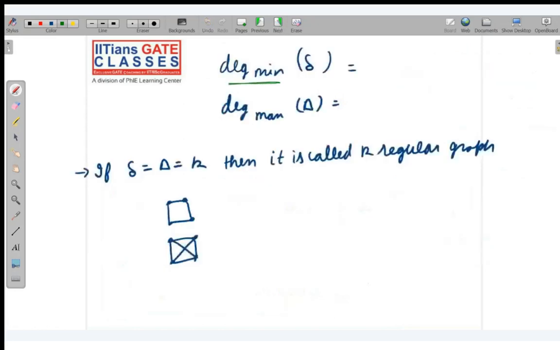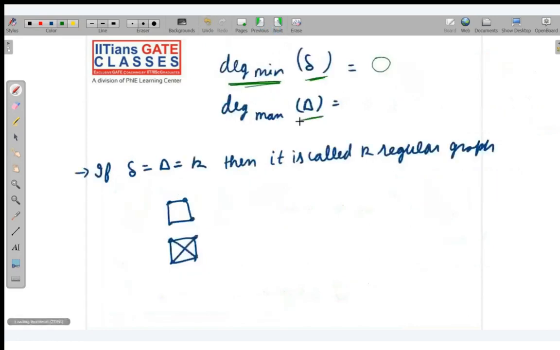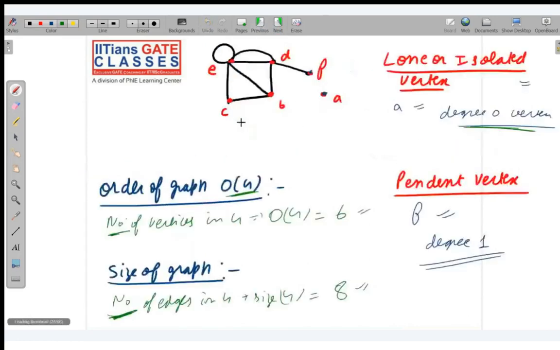Next, another term is degree. Minimum degree is represented by delta. So the minimum degree here is 0. Maximum degree is represented by capital delta. So what is the maximum degree here? E: 1 2 3 4 5 and 6. So 6.